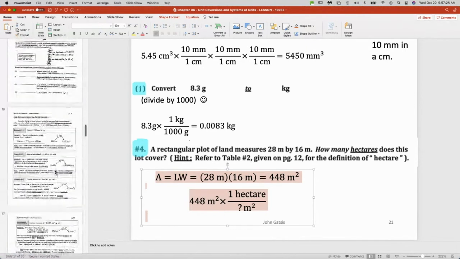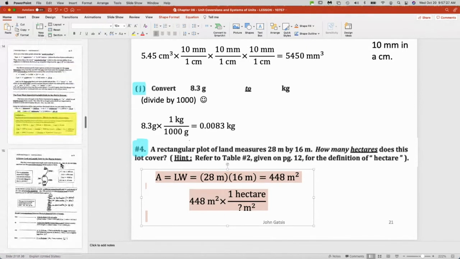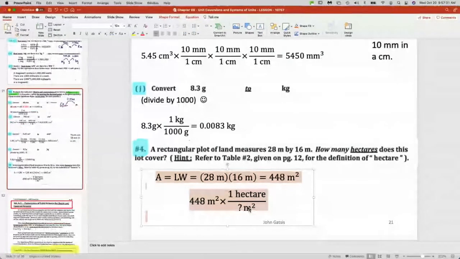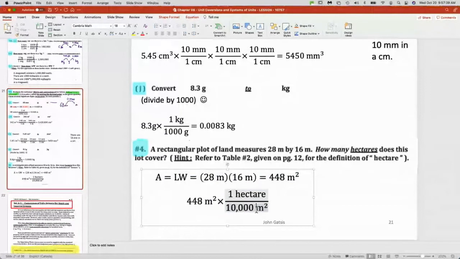I can look it up for you. It's 10, I think it's 10,000. I know it's 10,000. I'm just trying to coerce an answer from people here. 10,000 square meters. So there you go. So if you do the math on that, you get 0.0448 hectares.